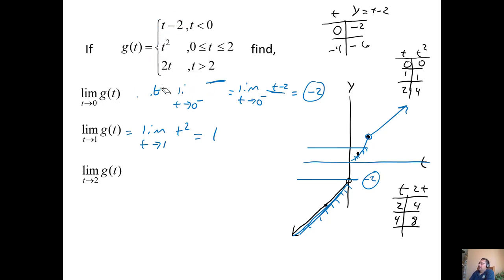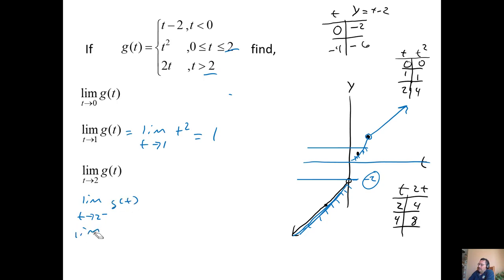Now for the second one, we only needed to use one formula because we could keep all our values close enough to 1 that they would fall in this interval from 0 to 2. But now we want to take the limit as t goes to 2, and at 2 is where it switches formulas. So here again, we have to take the limit as t goes to 2 from the left, and the limit as t goes to 2 from the right.